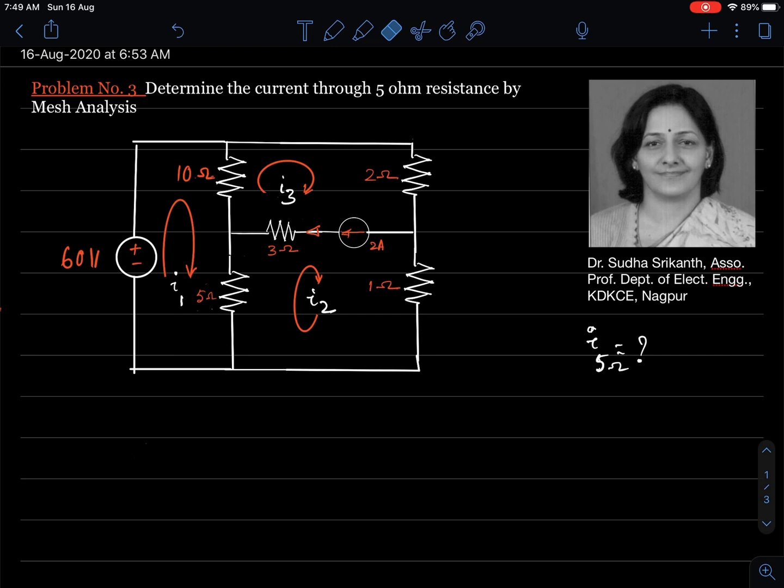This was the problem that we had before us. We are supposed to find out the current through the 5 ohm resistance. Now, how do we do this problem? We have 3 meshes. If we independently write the 3 mesh equations by inspection, this 2 ampere current source will pose a problem, as it is common to mesh 2 and mesh 3. So we have to somehow find a way of arriving at 3 equations by bypassing this 2 ampere source. We have to find a way out.